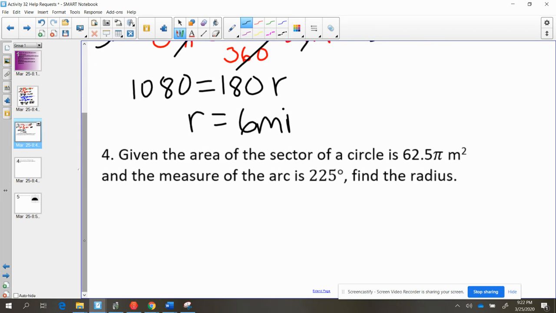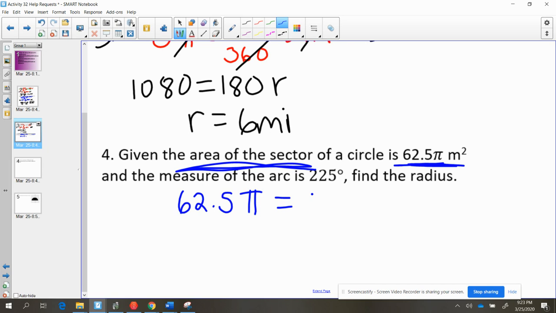Now, again, you have to be careful of which formula you're using, because the next one's talking about area of a sector. So they're giving us the area of the sector, but a reminder, area of the sector is going to be your n over 360. So they're telling us the measure of the arc is 225 degrees divided by 360. Again, we're trying to find the radius. Well, for area of a sector, again, pi r squared. So we're solving for that r value.